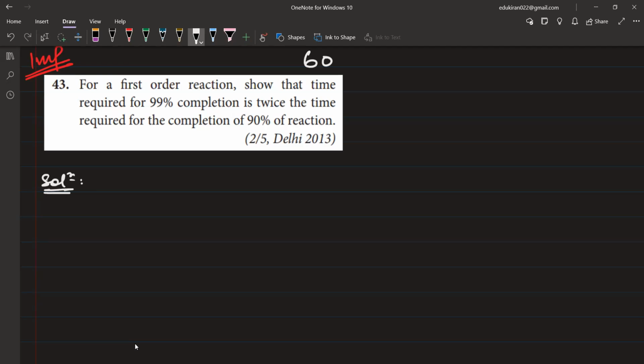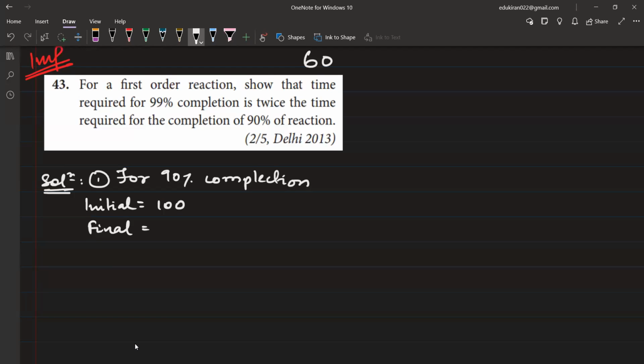Okay, so they have told us to prove that the time required for 99% of completion is twice the time required for 90% completion of a reaction. Whenever we have percentage and we have two cases here, we'll write first of all, number one, for 90% completion. For 90% completion, what is the initial concentration? Initial will be, tell me, 100. Final will be 10. Very good.